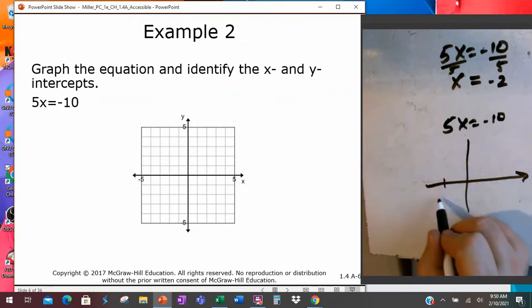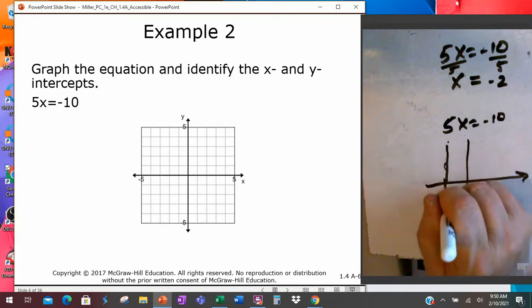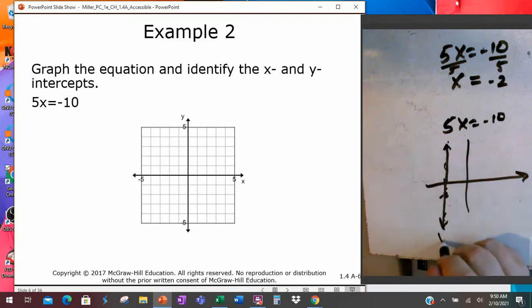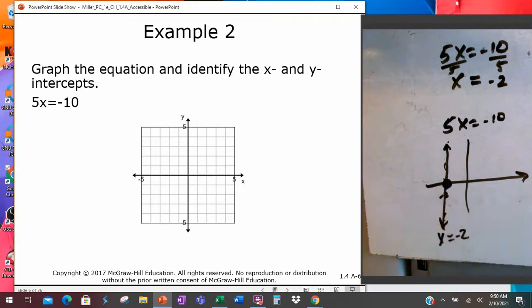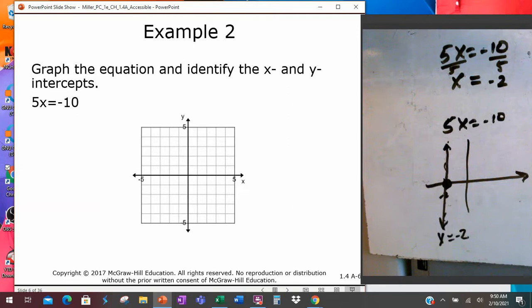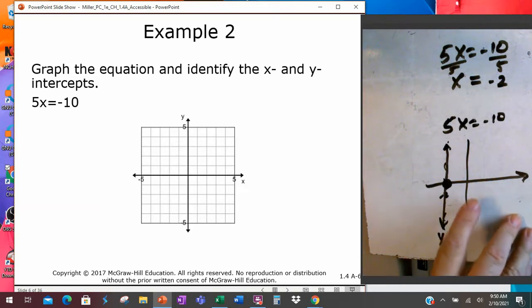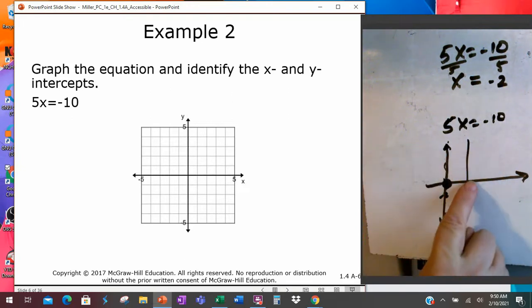So over here at negative 2, that's a straight line here. And all along that straight line, this is one thing we know: x is equal to negative 2. So for the x and y intercepts, all I've got is the intercept right there, x equal to negative 2. That would be the x-intercept, where y is equal to 0. Okay, I have no y-intercept. I can't set x equal to 0, which would be right there, and get a y output.